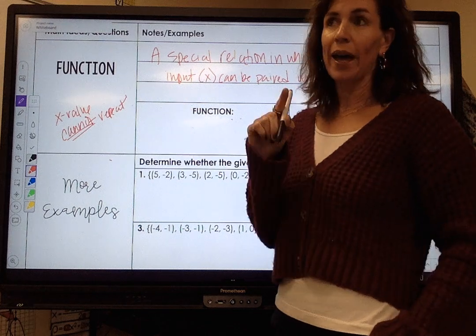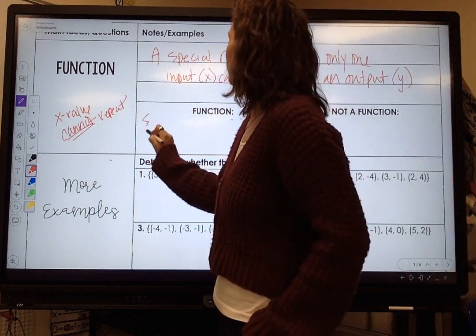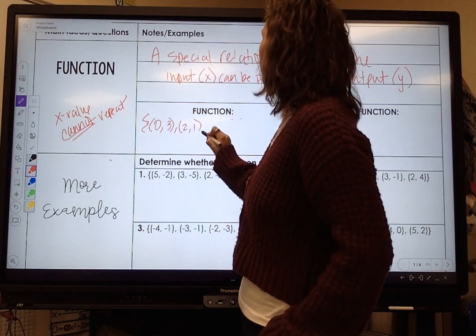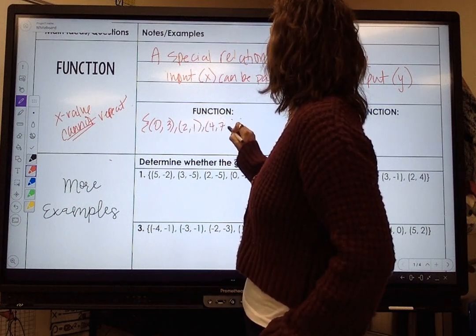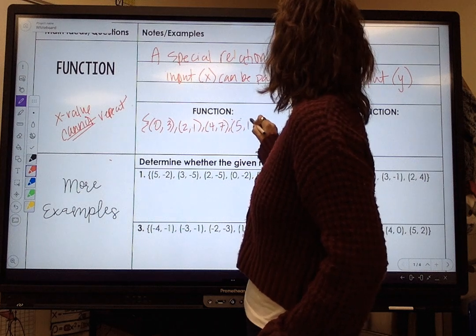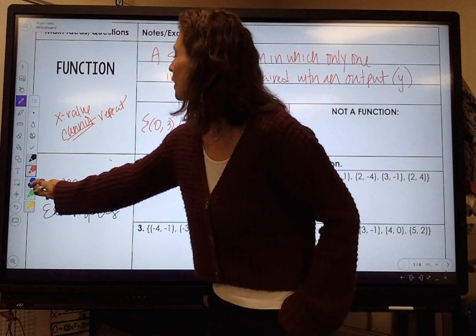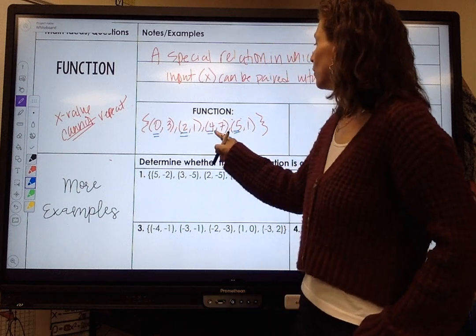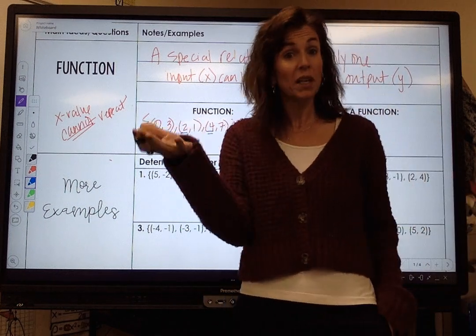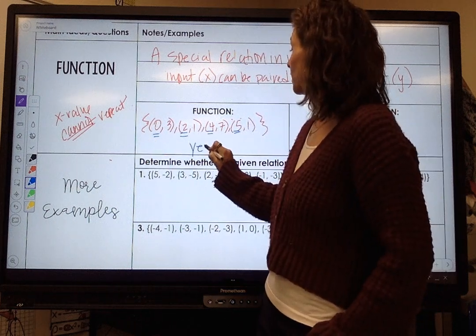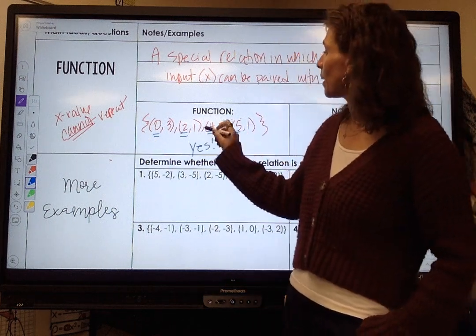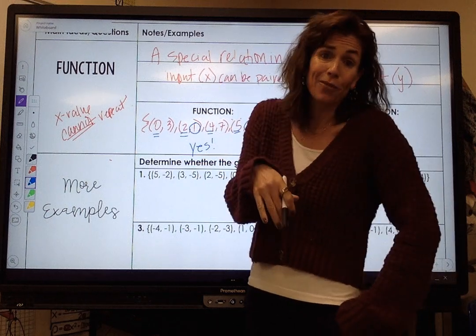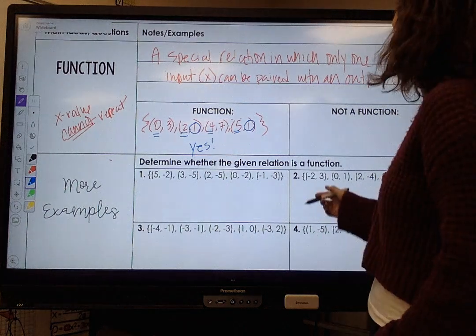So if you had a set of ordered pairs, (0, 3), (2, 1), (4, 7), (5, 1), and I look at just those x values, 0, 2, 4, 5, they don't repeat, it's a function. Yes, it's a function. Now, look at my y value. I've got a 1 and 1 here. My y value, I don't care. It can repeat. Still a function.